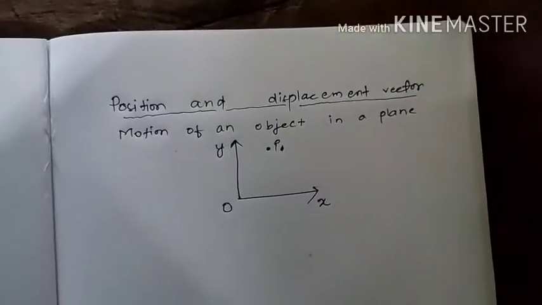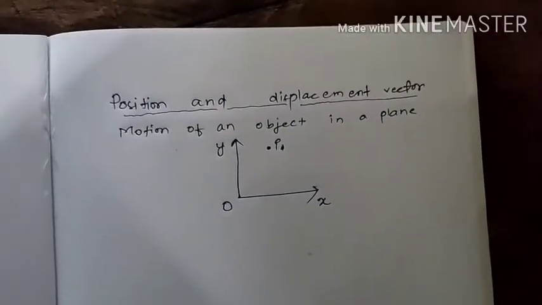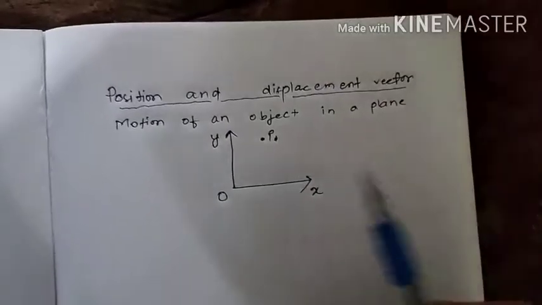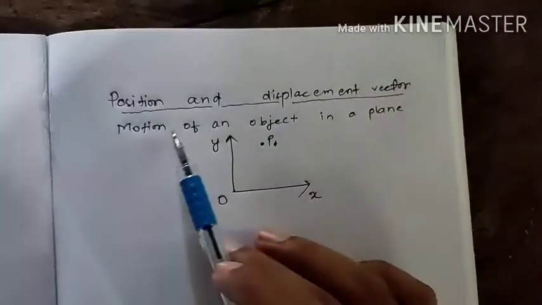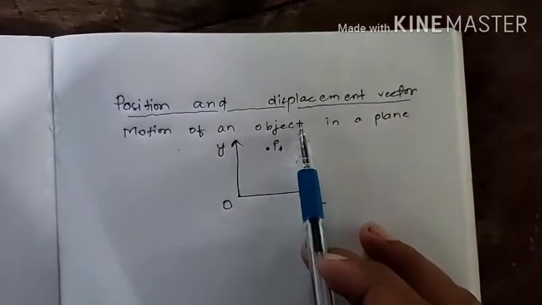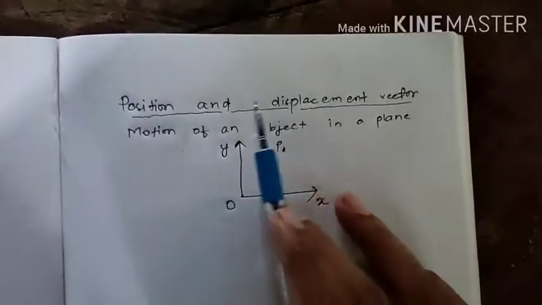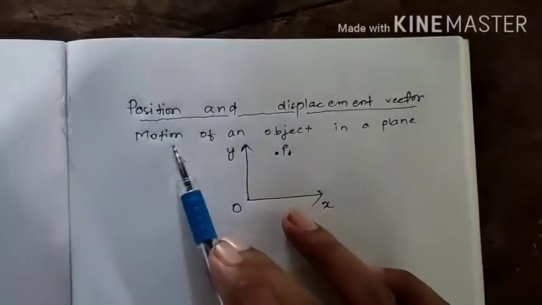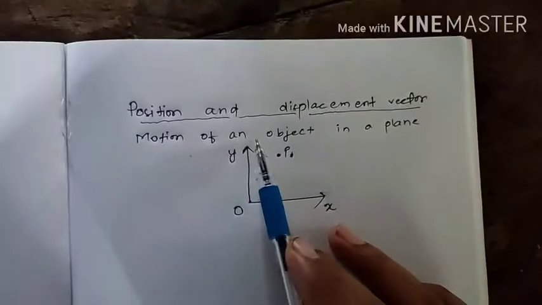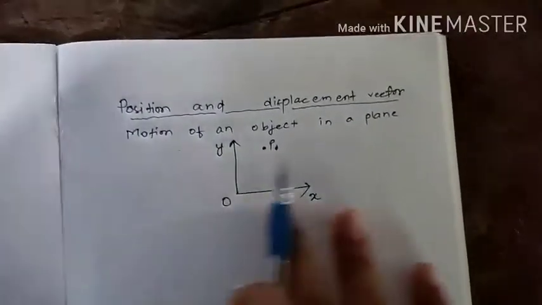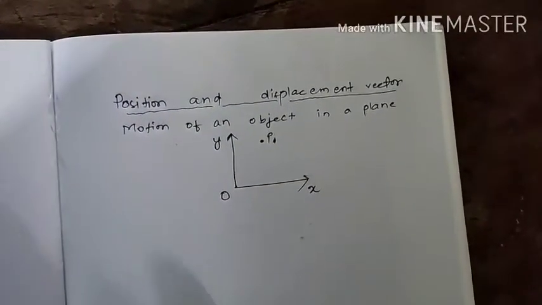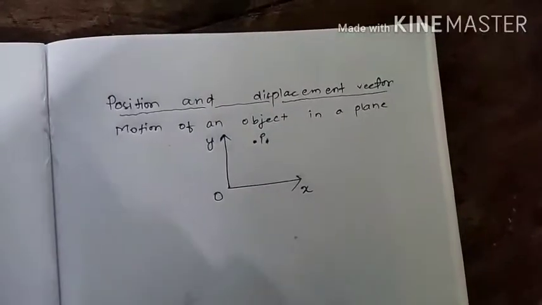Hello students, let me explain position and displacement vector. For that, let's consider motion of an object in a plane. Whenever we have to define position and displacement vector, we are considering the motion of an object in a plane. So we have a plane like this and the object is moving in this plane only.